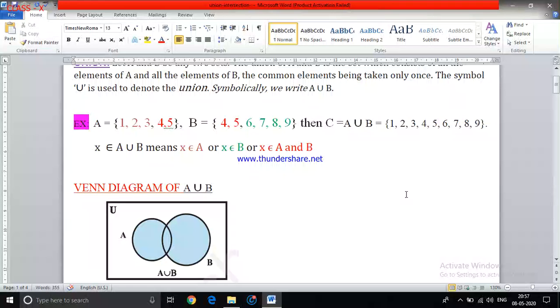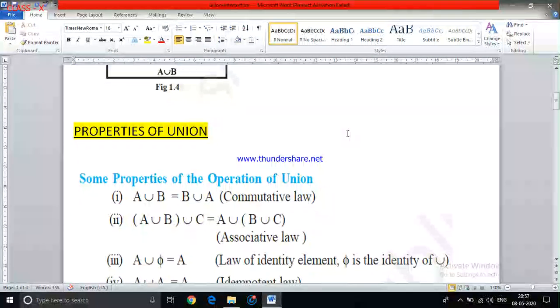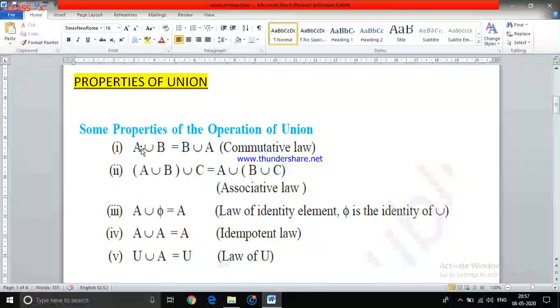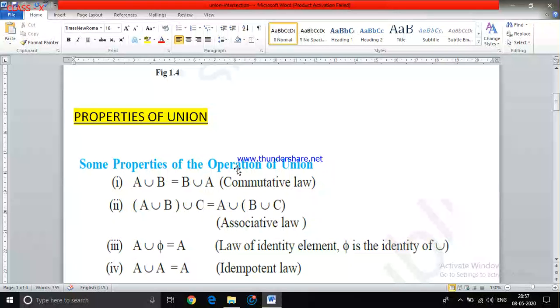If you want, take a notebook and find B union A, the elements from B as well as the elements from A. The elements will be the same: 1, 2, 3, 4, 5, 6, 7, 8, 9. Maybe the order in which they appear may change. If you don't arrange them, then 4, 5, 6, 7, 8 may come first, then 1, 2, 3, but still the elements are the same. If I say two sets are the same, I don't require the order to be the same, only the elements have to be the same. So that is the first property: A union B equals B union A, and we call it the commutative property.